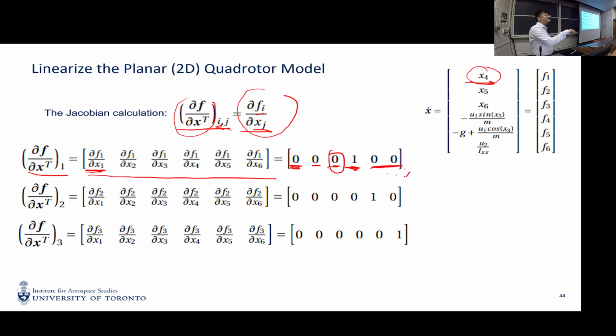So any questions about how to calculate the Jacobian? Good. Yeah, so we do a similar calculation for all the remaining rows. For example, f2, partial x, the second row. The result is in this format, because it's only related to x5.